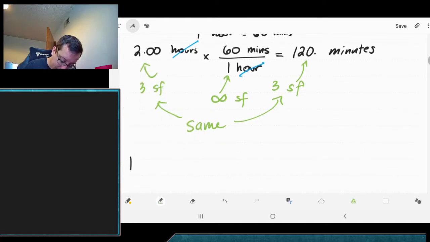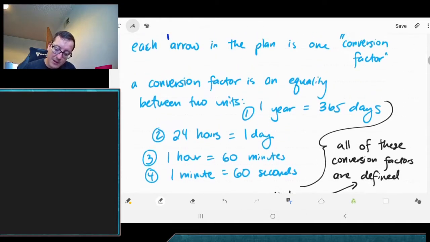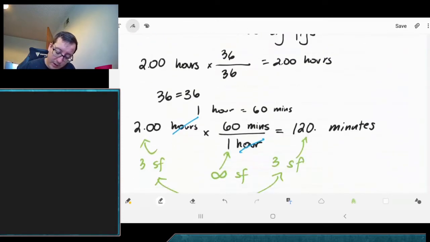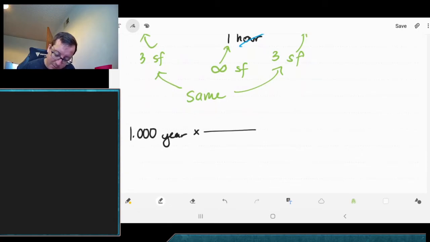All right, so we have 1 year. If we take a look at our unit plan right here, we had 4 conversion factors that we're using. That's 4 little arrows in between our units. And so we're going to have 4 fractions here. I'm going to make them a little bit smaller so we can have them all fit. So we're going to have 4 fractions here.